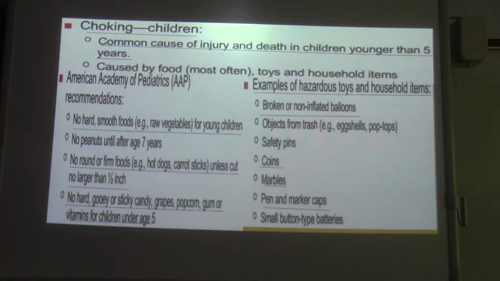How do we choke on a hot dog? Because a hot dog doesn't just dissolve. Think about the size of a hot dog, a kid biting into a piece of it, and it getting lodged in their throat. Okay? It doesn't just dissolve.